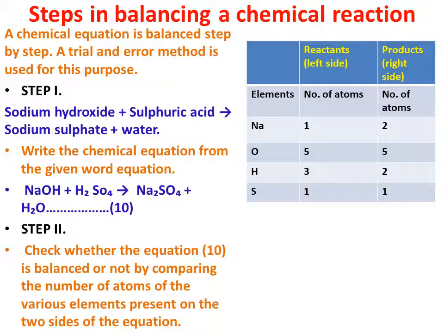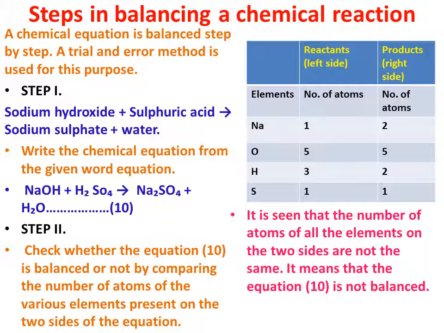The number of atoms of sodium in the reactants is 1 and in the product is 2. Oxygen is 5 in reactants and 5 in products. Hydrogen is 3 in reactants and 2 in products. Sulfur is 1 in reactants and 1 in products. It is seen that the number of atoms of all the elements on the two sides are not the same. It means that equation (1) is not balanced.